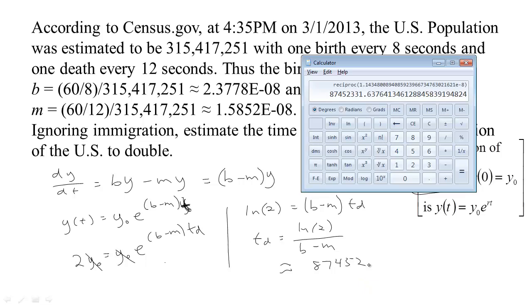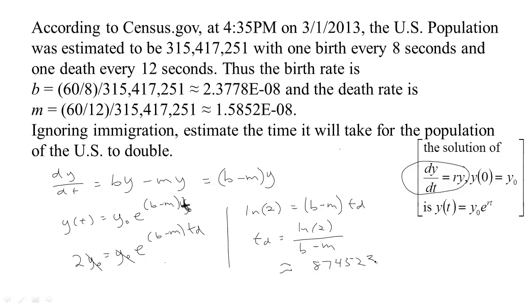Okay, but what are my time units? So I took 60 seconds and divided by 8 seconds. So that was a time, 60 seconds divided by 8 individuals per second. So should have got something with units of, 60 seconds per minute, right?